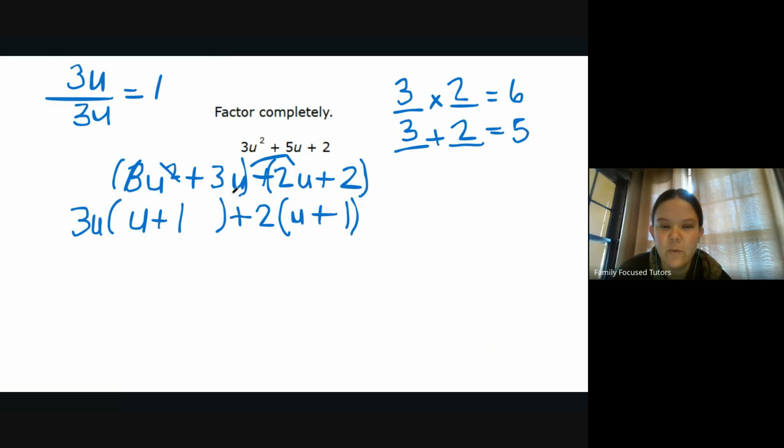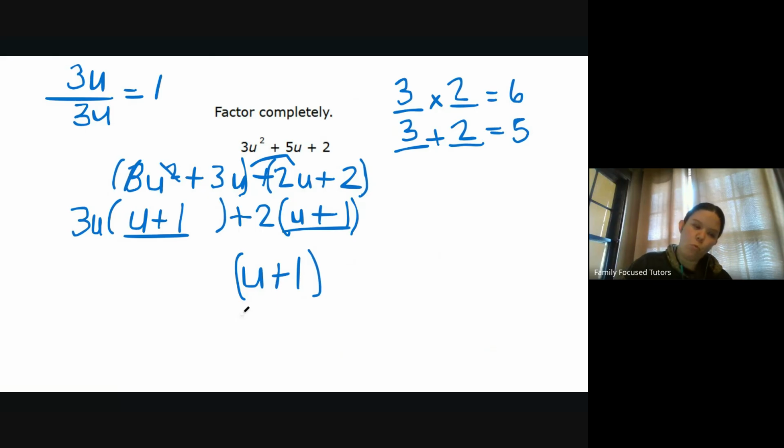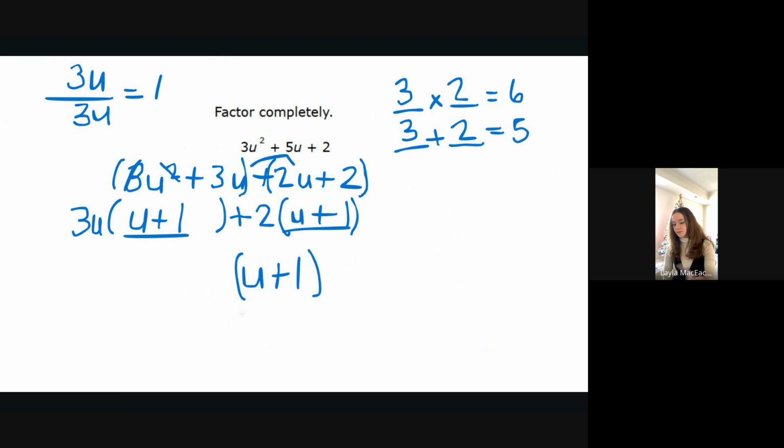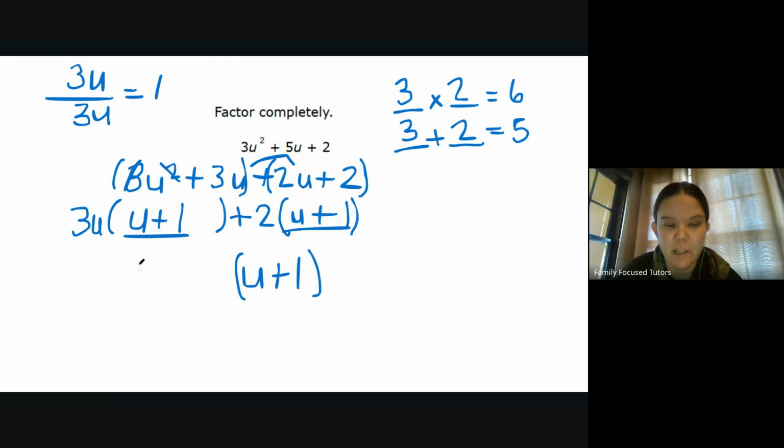So the parentheses already give us a factor, right? They are the exact same, so that's a shared factor. That already gives us one of our factors. How do we get our other factor? It's the 3u and the 2. Yes, so we just combine them together and we do 3u plus 2.